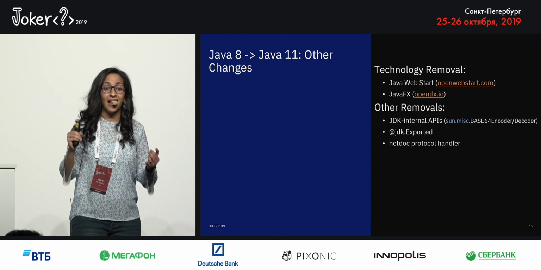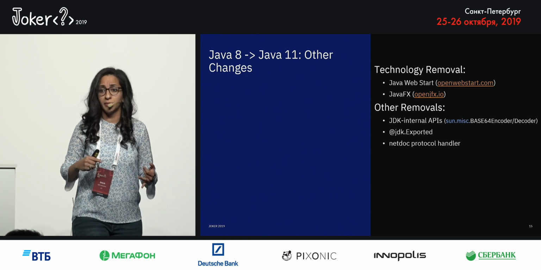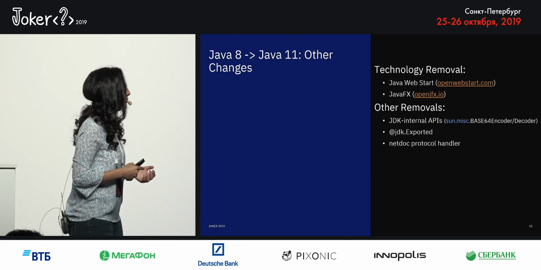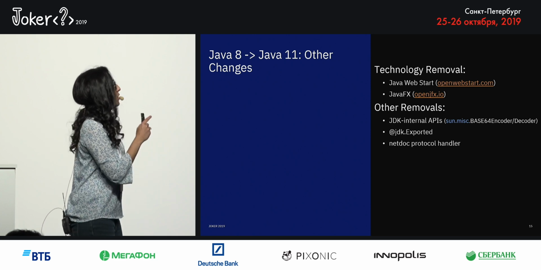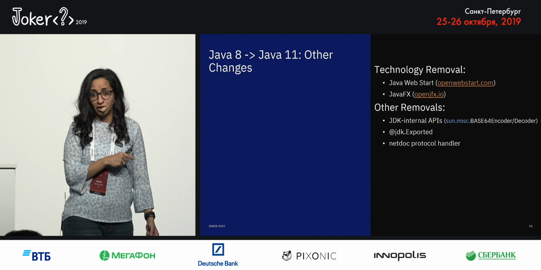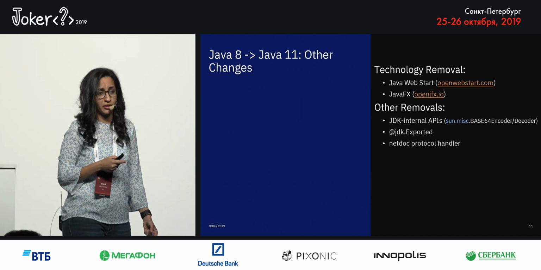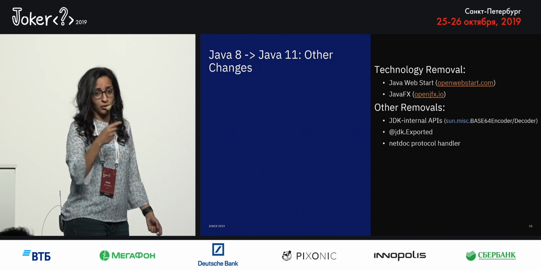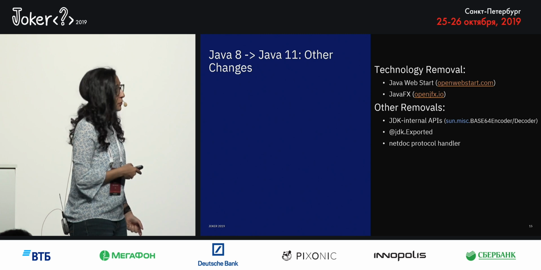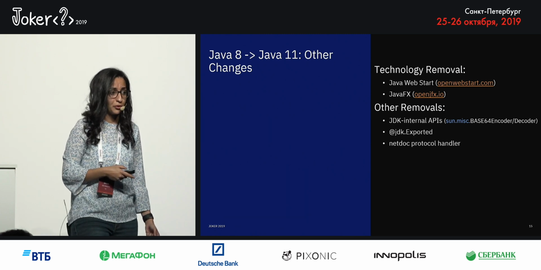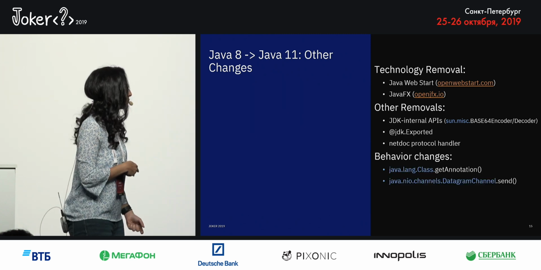Other removals: a lot of the internal APIs got removed. You shouldn't be calling these, but they are going to be gone now, so you can't call them anymore, like the base64 encoder and decoder. The add JDK exported annotation got removed. Some of you might wonder what that is. It was just an attempt at modularity, and it's gone now. Now you can use the actual official way of declaring modules. The NetDoc protocol handler got removed, so you're going to get a malformed URL exception if you try to use it.